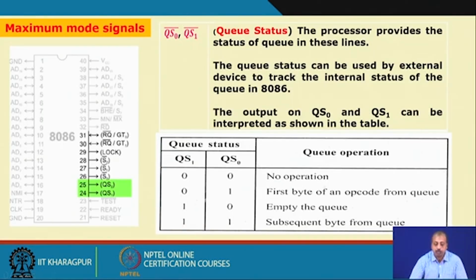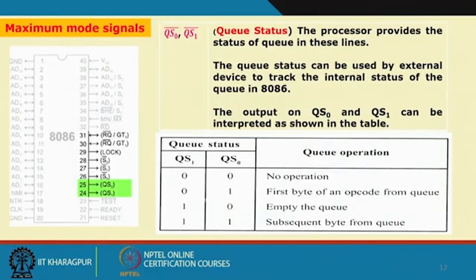Then there are two more pins, QS0 and QS1, which are known as Q status. The processor provides the status of the queue on these lines. If you look into the internal block diagram of the 8086, you will find that there is an instruction queue, instead of a single instruction register. It can tell how many instructions are there in the queue. The queue is by default 6 bytes wide. So it can tell what the condition of the queue is.